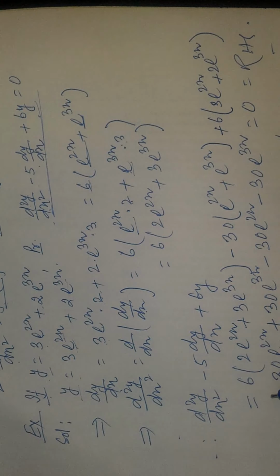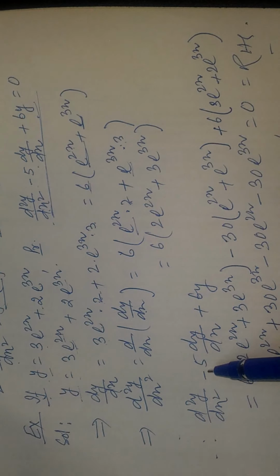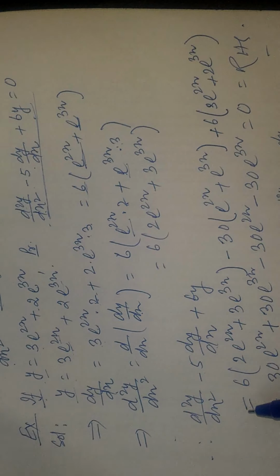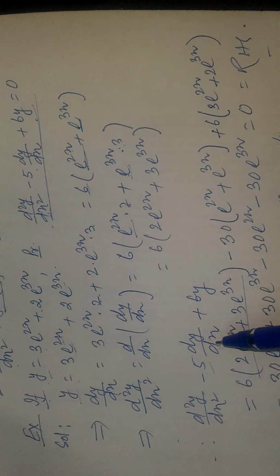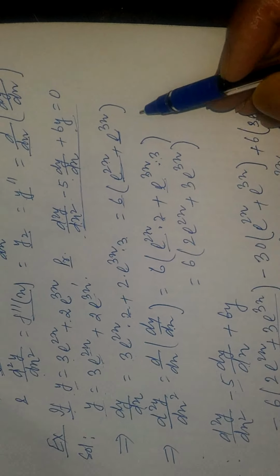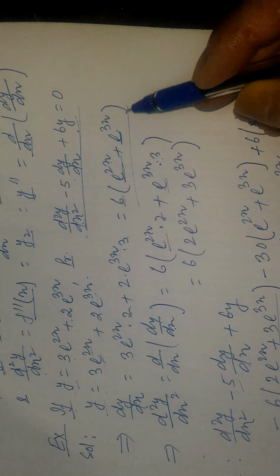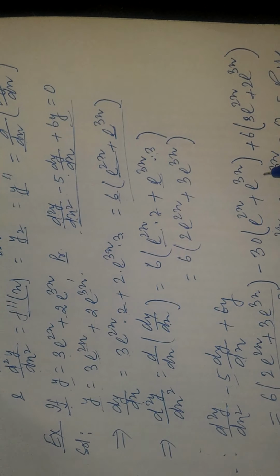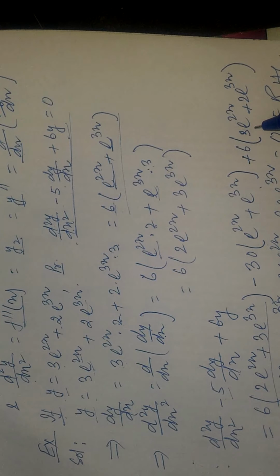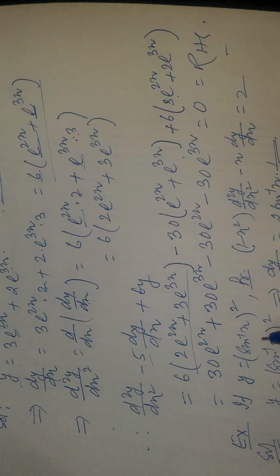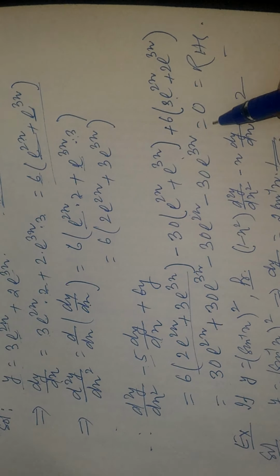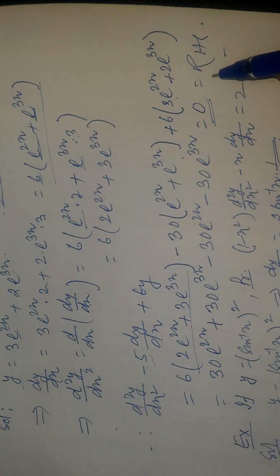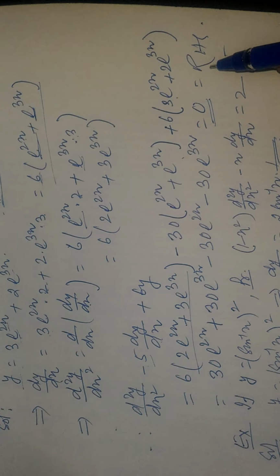Now we'll take the equation and put the values. d2y/dx² minus 5 dy/dx plus 6y. Put the values of d2y/dx², 5, and dy/dx, which you have already got. So 5 into 6 is 30, and then 6 times the function. If you compute and simplify, you find that it gives you 0, which is your RHS, which you wanted to prove. So you have been able to prove it.